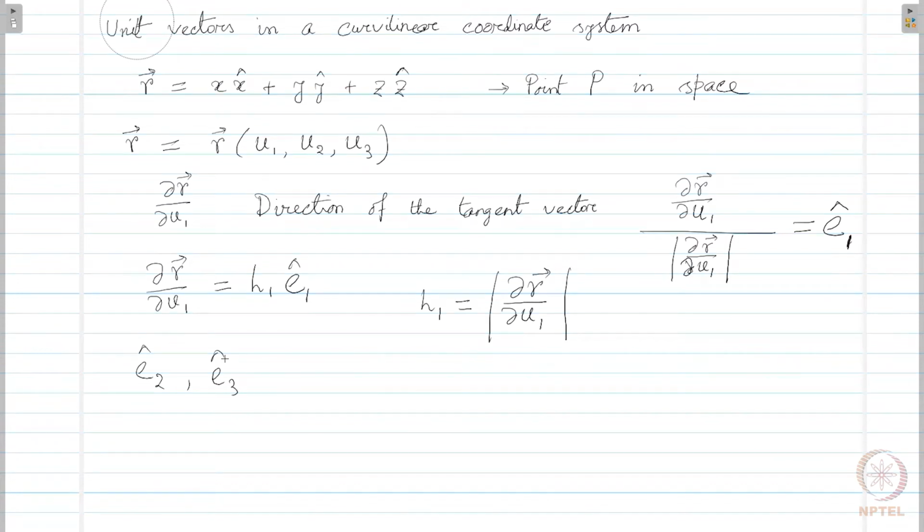Now, we can consider the gradient of u1. This is a vector at P that is normal to the surface u1 equals c1. So, this is the gradient of u1. This vector is normal to the surface u1 equals c1.